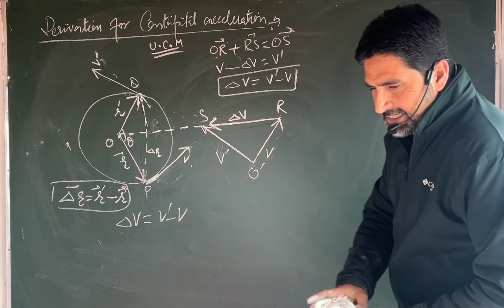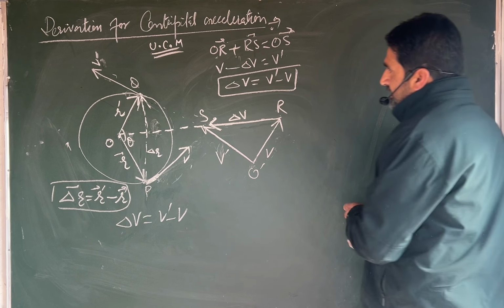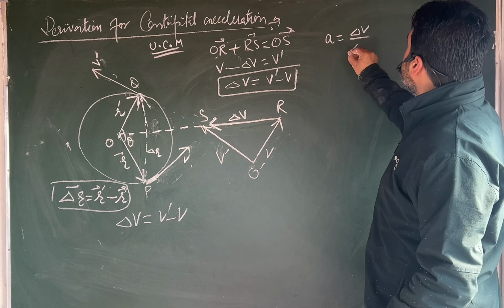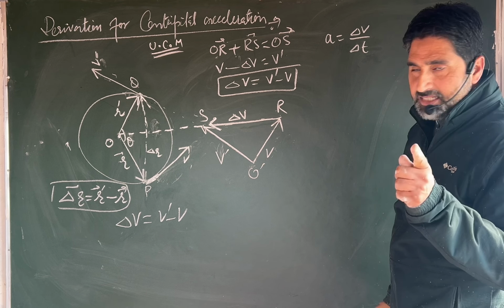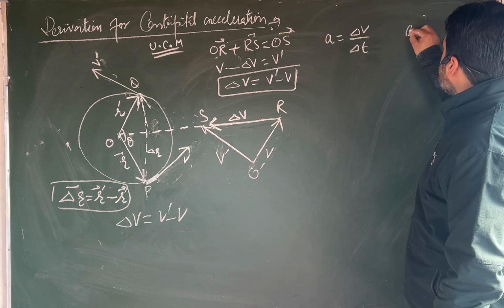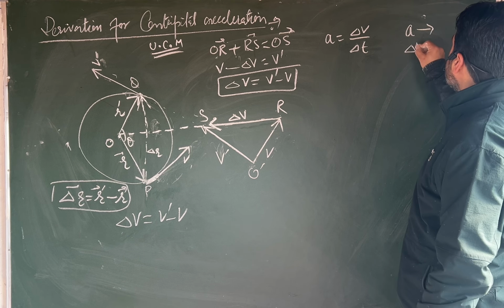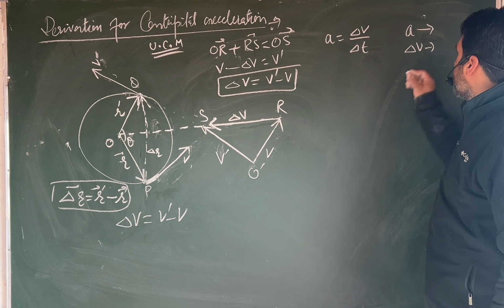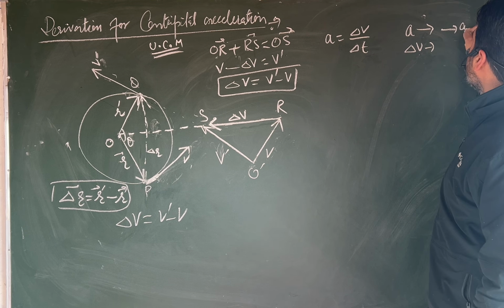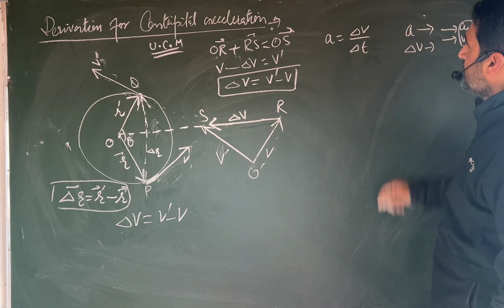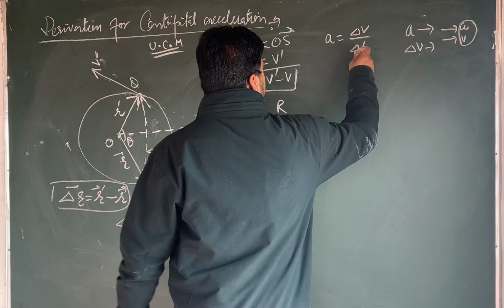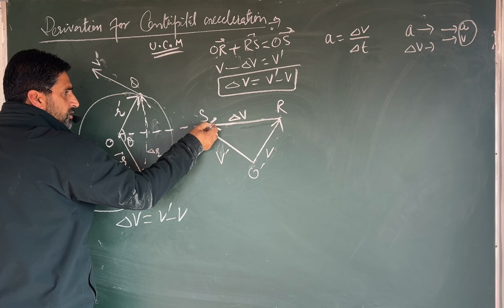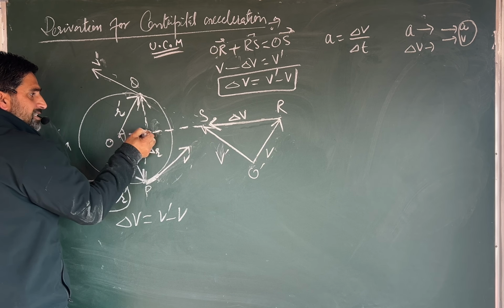Now here is the important point. We know acceleration is equal to change in velocity divided by time, and in this case acceleration has the same direction as the direction of velocity. Means acceleration and velocity are parallel. Since the change in velocity is also in this direction, when you go ahead it will move towards the center.